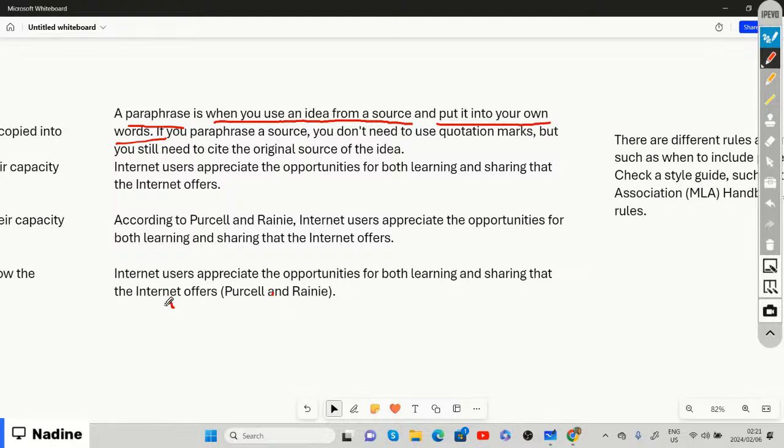And if we look at the last one, it says internet users appreciate the opportunity for both learning and sharing that the internet offers. So we can say that internet users appreciate the opportunities for both learning and sharing that the internet offers.